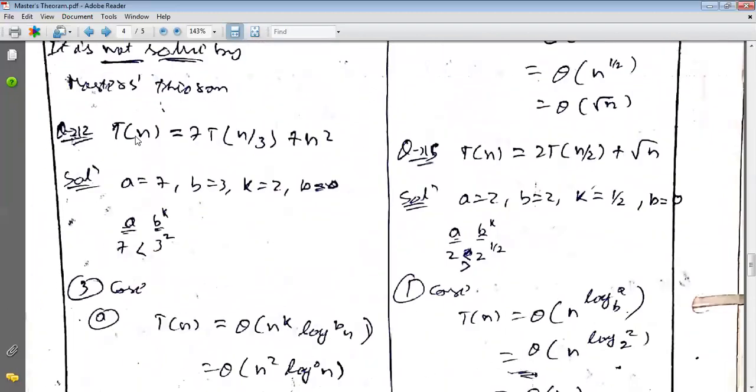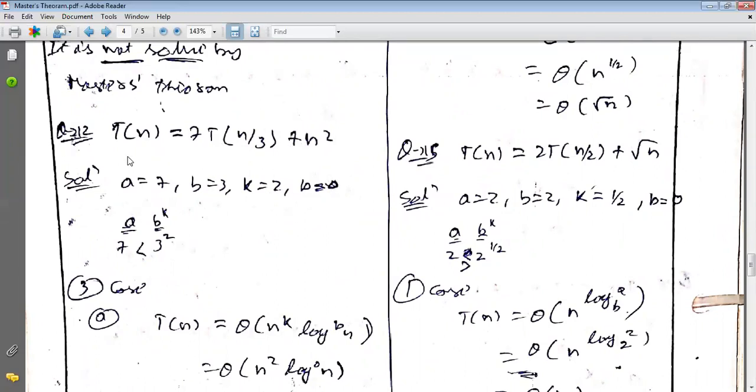What is the next problem? T(n) equals 7 T(n/3) plus n square. First, we compare with the original equation of Master's theorem. a T(n/b), yes. Plus sign is there, yes. Logarithmic term is absent, no issue, so p is 0. Therefore, here a is 7, b is 3, k equals 2, and p equals 0.